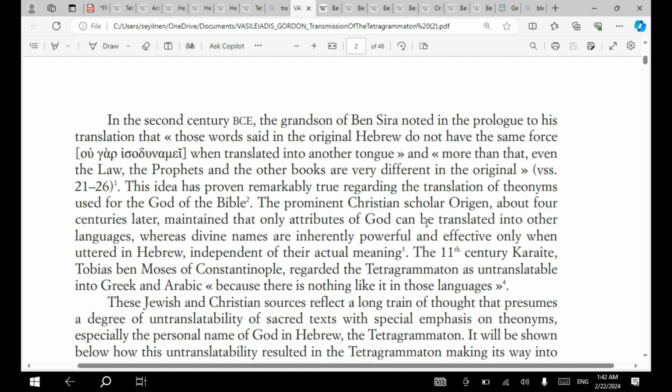The prominent Christian scholar Origen. You say this man Origen? I want you to go and read about Origen. Origen was the man that created the Hexapla Bible.